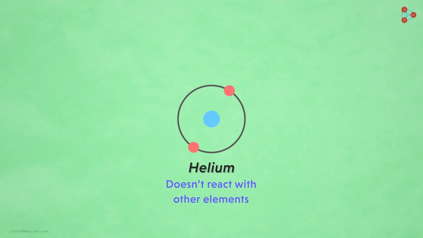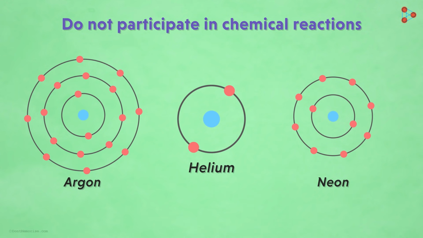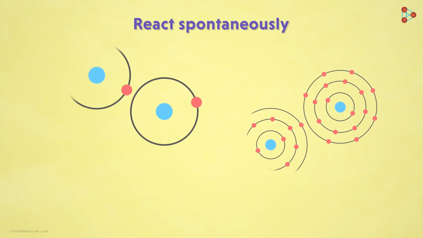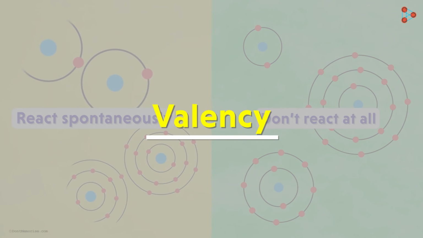Helium is a quiet, unreactive element that does not participate in reactions. But have you ever wondered why? What makes helium and many other elements, like neon and argon, not participate in chemical reactions? And another question we would have is, what makes other elements react spontaneously with each other? The answer is valency. Yes, one of the most important factors for reaction is the concept of valency.